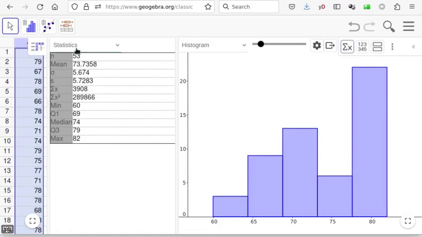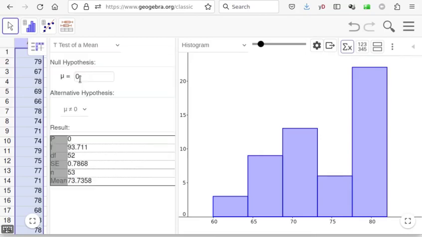Okay, our next step is to use GeoGebra to find our p-value. So let's go from the statistics to the t-test of a mean. Let's put in 79.8 and then change this to less than 79.8 for the alternate hypothesis. We can see our t-value, so we're correct there. We have that information to confirm that GeoGebra is doing what we expected, and we have our p-value.